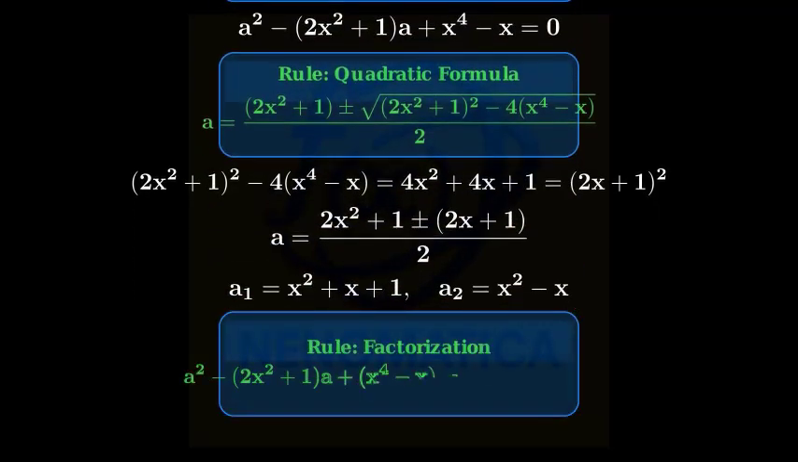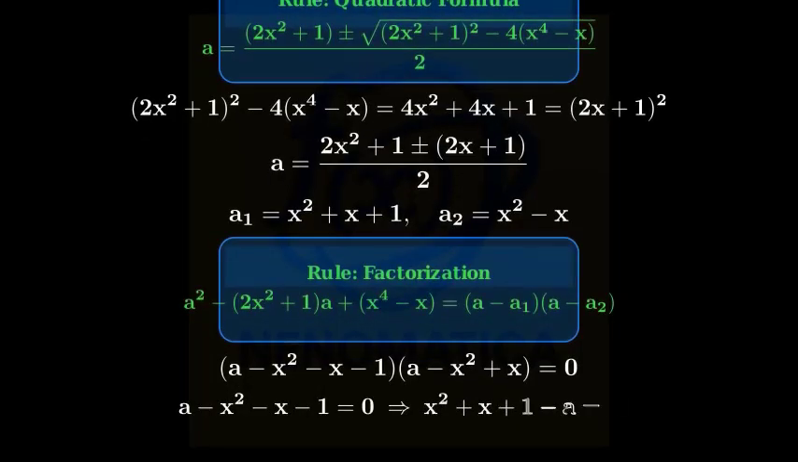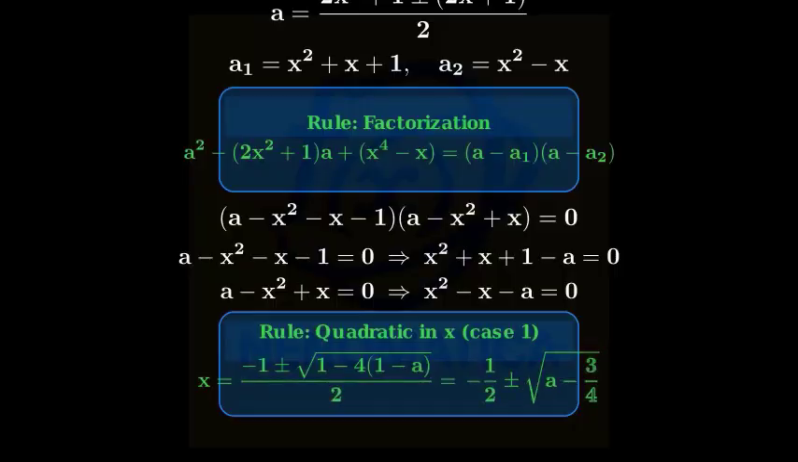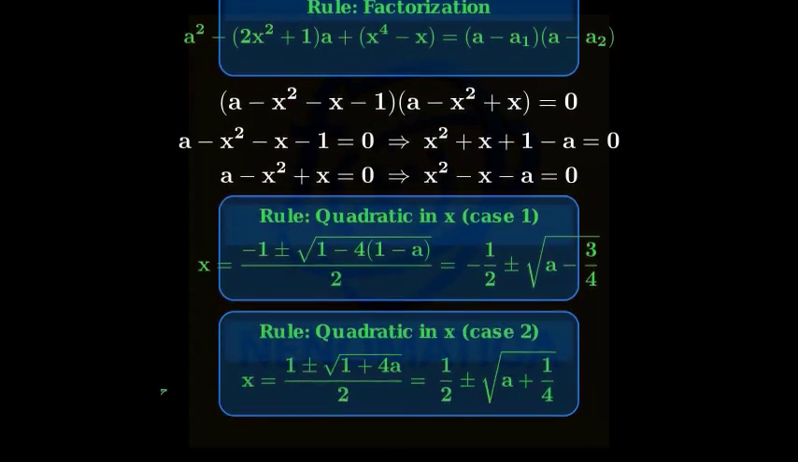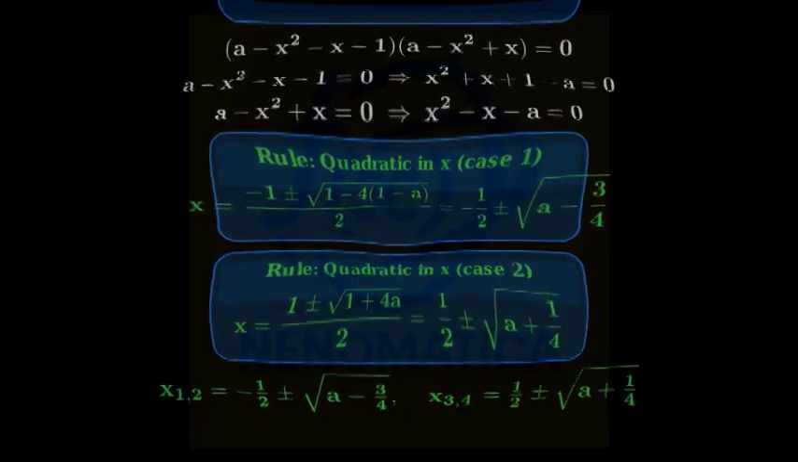Step 7. Factor using a minus a 1 and a minus a 2, then split to two equations exactly as shown in the image. Step 8. Solve each quadratic for x. First, x squared plus 1 minus equals 0. Second, x squared minus x minus a equals 0. These yield 4 solutions as written in the source.